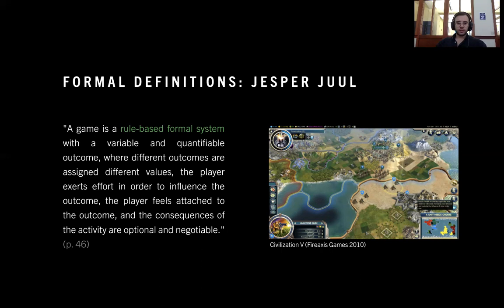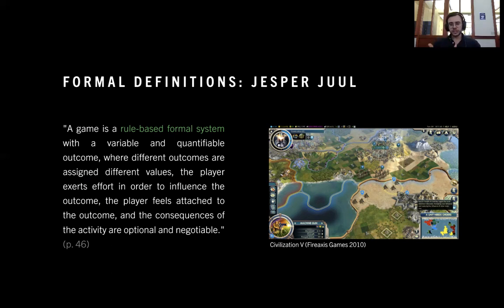And yeah, so Jesper Juul regards a game as a rule-based formal system with variable and quantifiable outcomes where different outcomes are assigned different values. The player exerts effort in order to influence the outcome. The player feels attached to the outcome, and the consequences of the activity are optional and negotiable. Now, this is basically the same idea that we have an artificial conflict or a sequence of states of affairs that is governed by a rule-based formal system, and we have a quantifiable outcome.